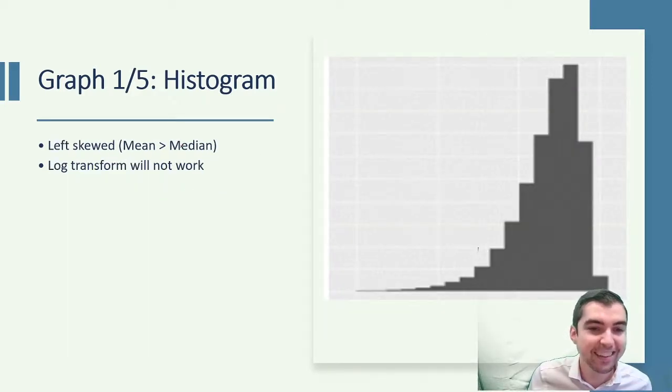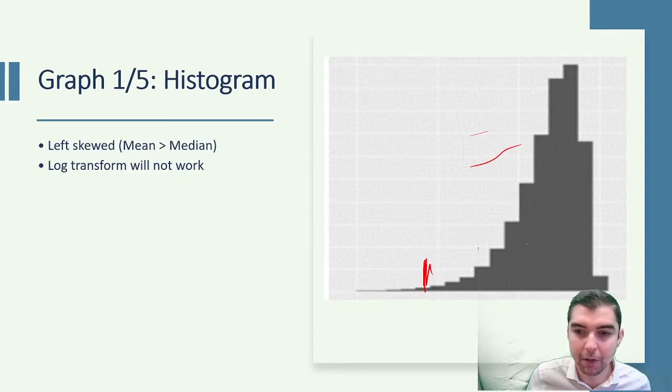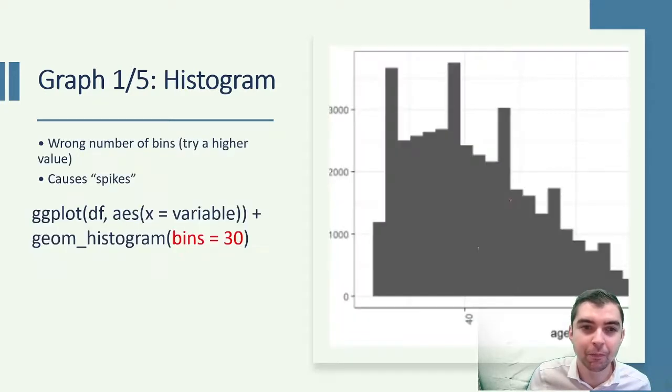If the mean is less than the median, like this, meaning that the mean would be down here and the median would be near the center of mass of the points, then this would be left skewed. This would not be fixed by a log transform.